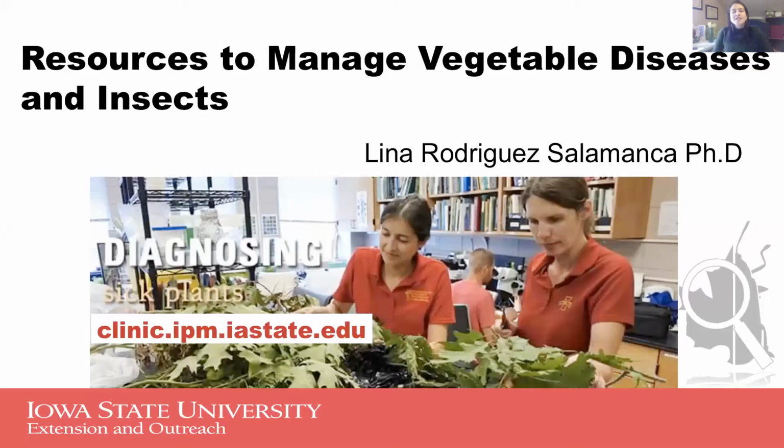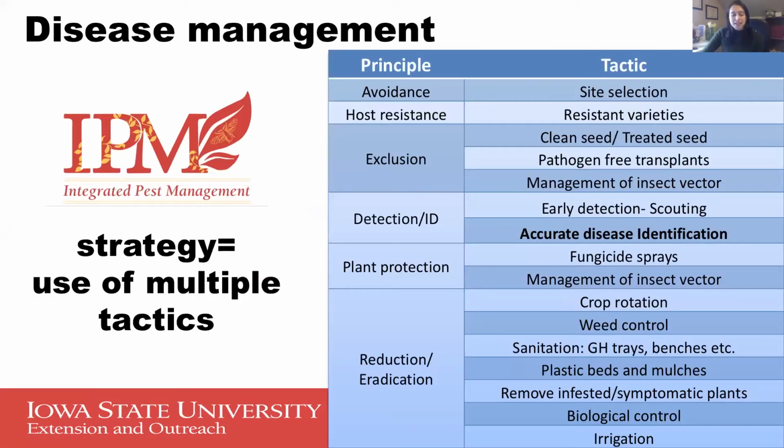Today, let's focus on resources to manage vegetable diseases and insects. So when we talk about disease and insect management, we talk about integrated pest management. And this would be creating a strategy in which you use multiple tactics that are available to you to minimize the risks of insects and diseases affecting your bottom line.